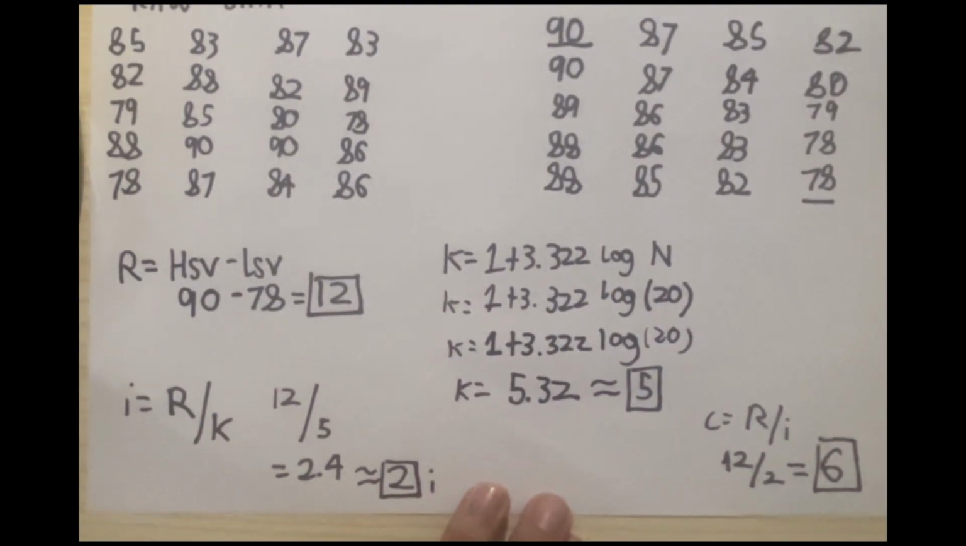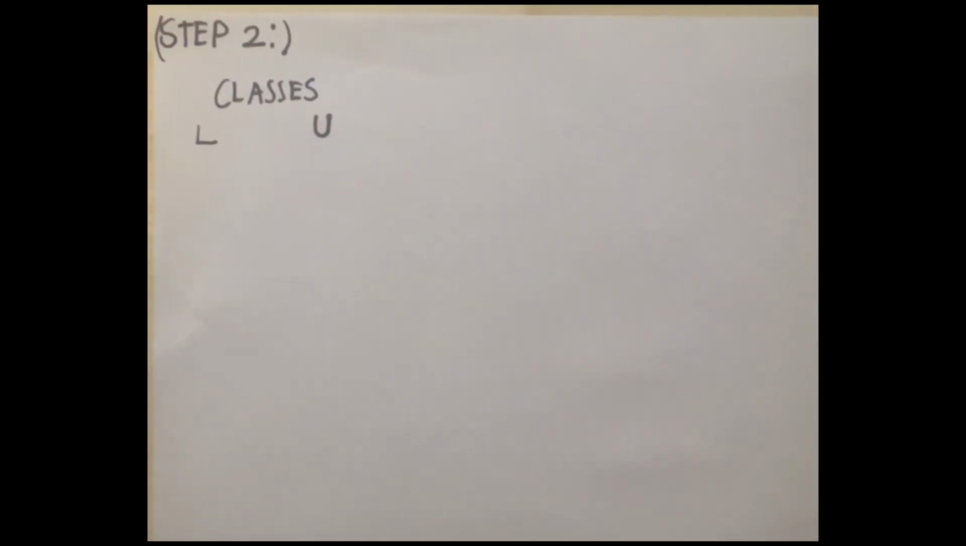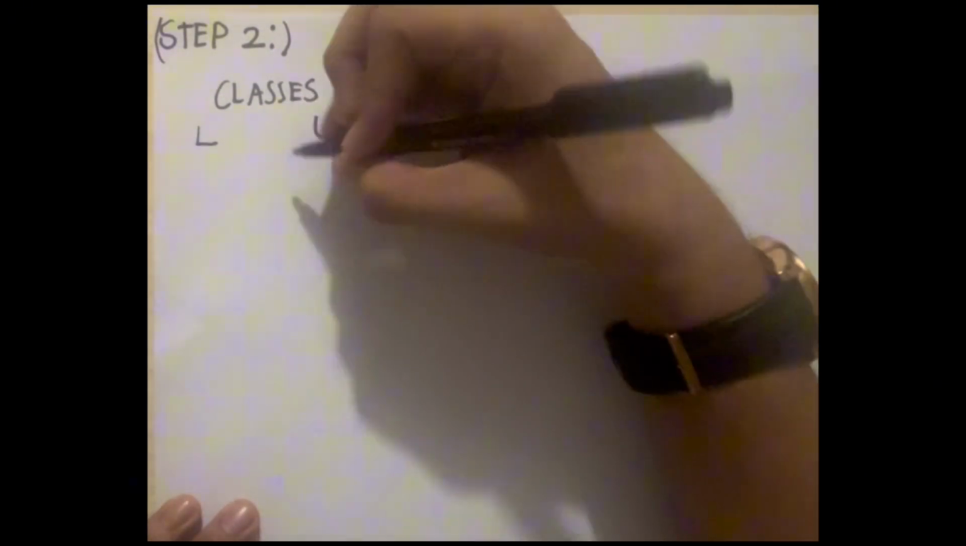Our classes is 6. So this accomplished step 1 of the procedure to compute for the group median. Step 2. After computing for the range, assumed interval, exact interval, and classes, we will then be categorizing the data into bins or classes in accordance with their intervals. Now we will start from the highest value and work our way down to the lowest value. Let's start with the highest value, which is 90.